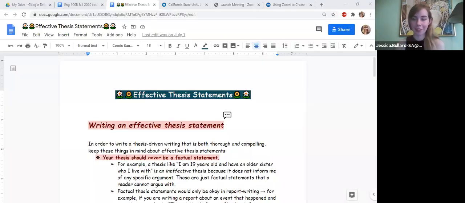Now, I'm going to pull up the effective thesis statements. One moment. If you saw that I was looking at how to record a Zoom video, I wanted to just make sure I was doing it correctly.